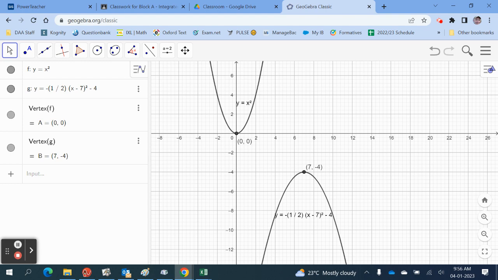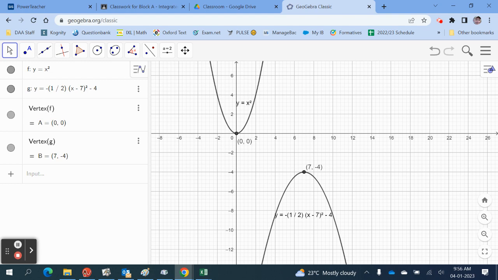What does that mean? It means we have a vertical compress. The vertical compress by factor 2, because A is equal to a half. The factor of the compress, if it's a stretch, then the factor is whatever A is. If it's a compress, then it's the reciprocal of whatever A is. We turn the fraction upside down.